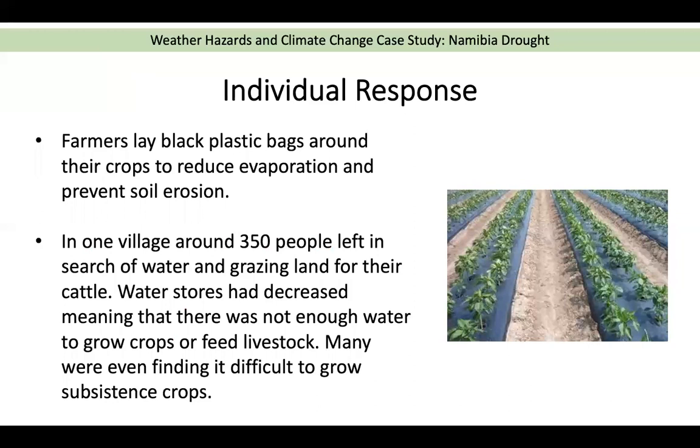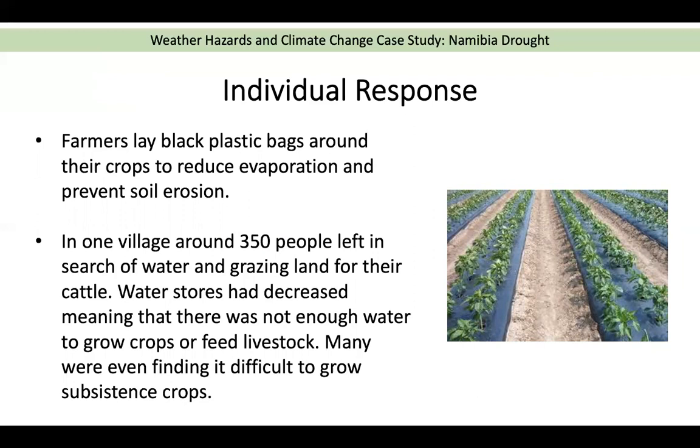Okay, the individual response. Farmers laid black plastic bags around their crops to reduce evaporation and prevent soil erosion. In one village, around 350 people left in search of water and grazing land for their cattle. Water stores had decreased, meaning there was not enough water to grow crops or feed livestock. Many were even finding it difficult to grow subsistence crops.